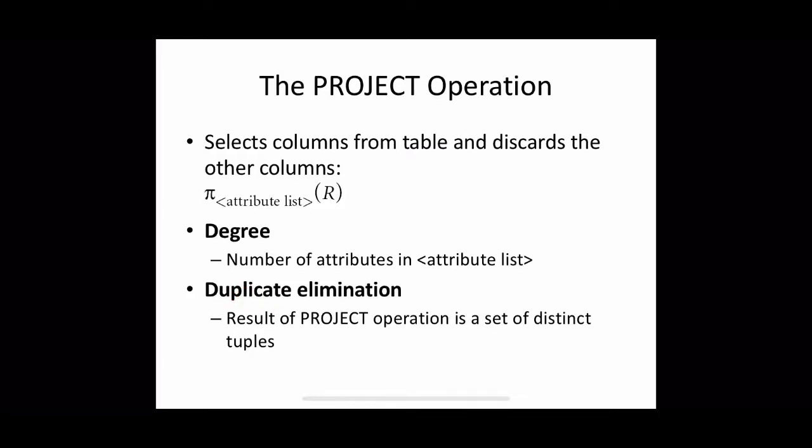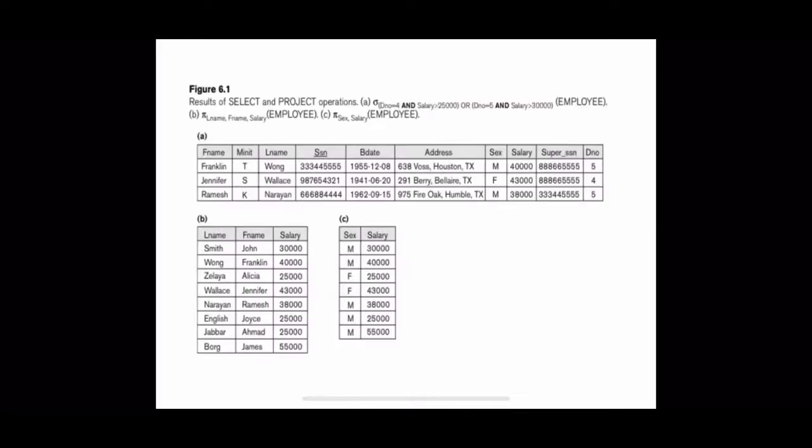We can see an example for this project operation. We are retrieving only the last name, first name and salary of different employees. So this is the output of the corresponding project operation. You can see the corresponding query here. Like that, we are just retrieving the gender and the salary of employees. This is the corresponding project operation output.